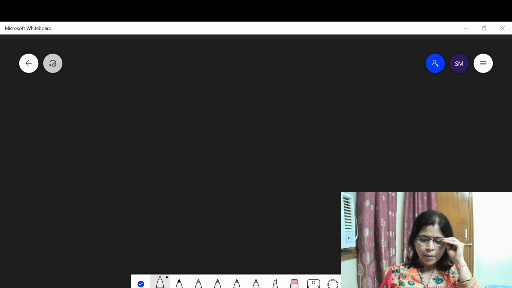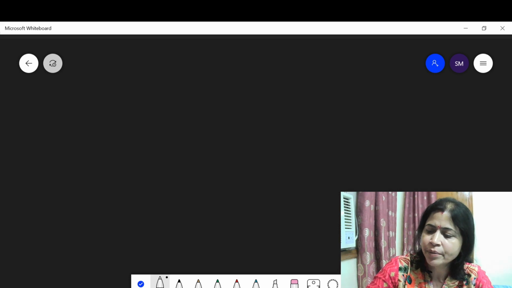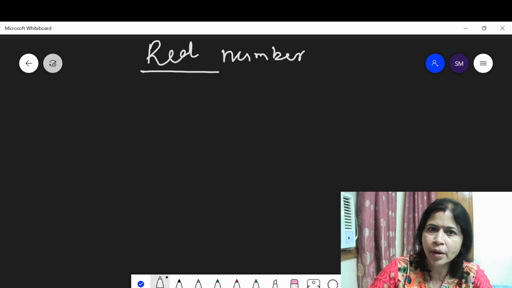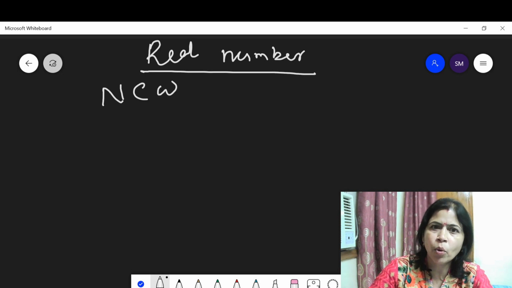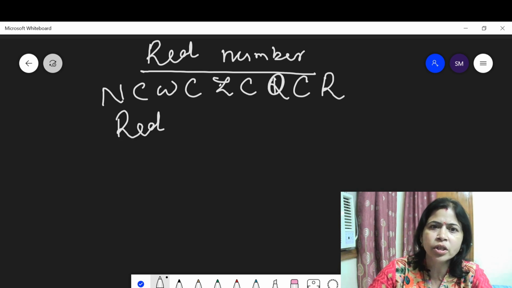Today we will discuss chapter 1, Real Numbers. Do you know what a real number is? You already know that natural numbers are a subset of whole numbers, whole numbers are a subset of integers, integers are a subset of rational numbers, and rational numbers are a subset of real numbers. The real numbers are those numbers which may be rational or irrational.